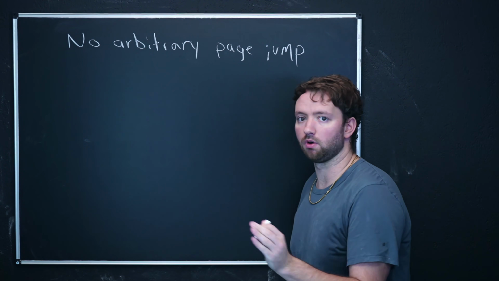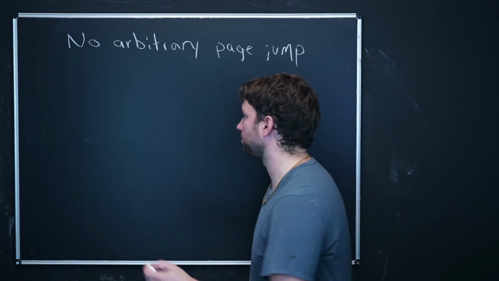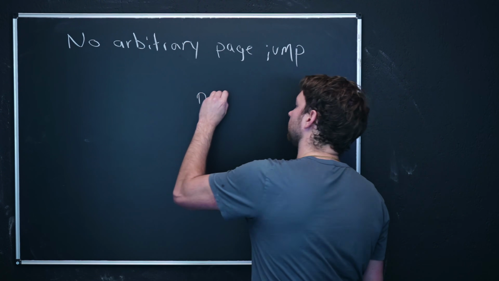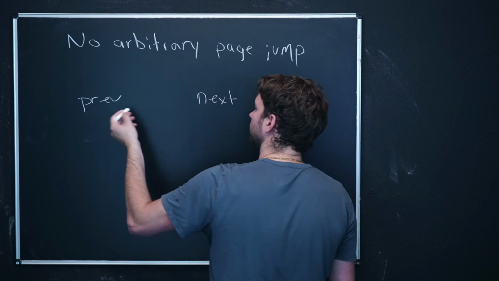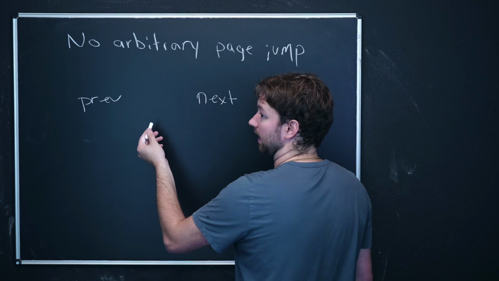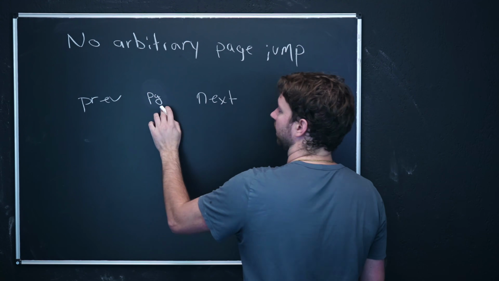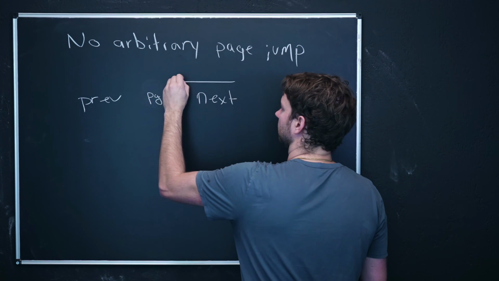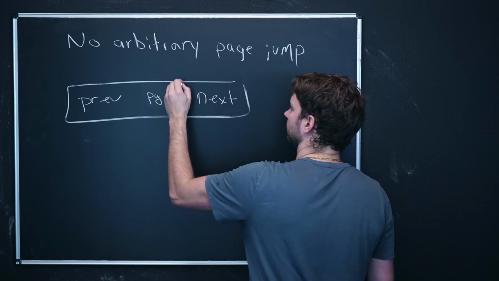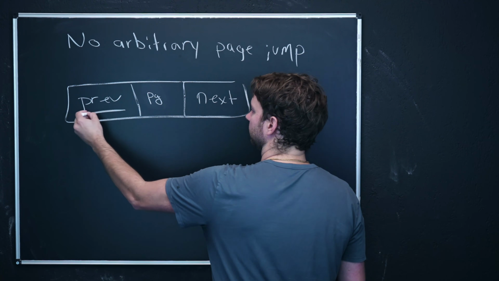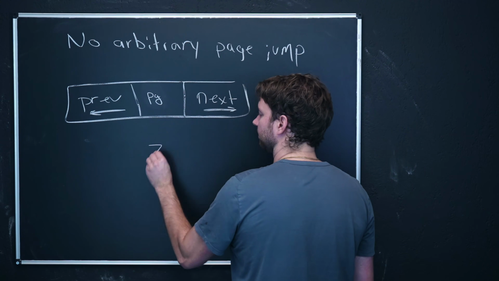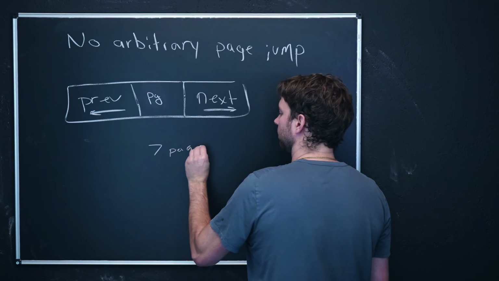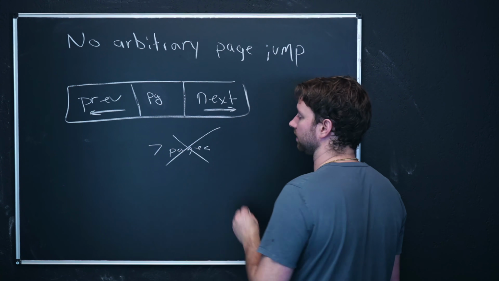You're not going to be able to do arbitrary page jumps. It's pretty much just next and previous. Visually, you can think of this almost like a linked list. So you might have some page of data you're looking at, and altogether you think of this as the page, the previous pointer, and the next pointer, meaning you can't just jump 7 pages forward like you could with the previous example.